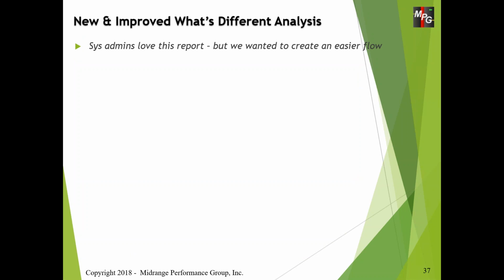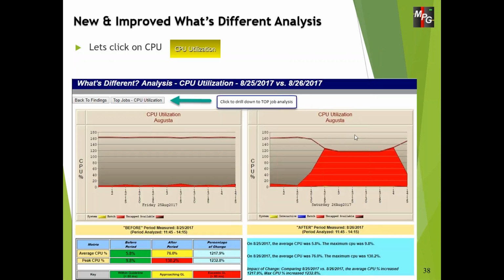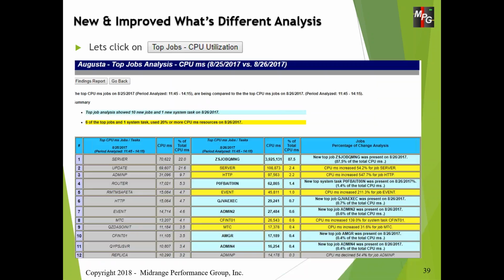So look how easy it is in version 19. We simply have a new one-stop shopping dashboard that comes up, kind of a What's Different dashboard. Just right there, when you've compared this time to this time, good day, bad day, boom, here's your starting point. Then if you click on CPU, look at how cool that is. There's your good day, there's your bad day, and now you can see obviously CPU jumped up. Why did it jump up? One button, top jobs.